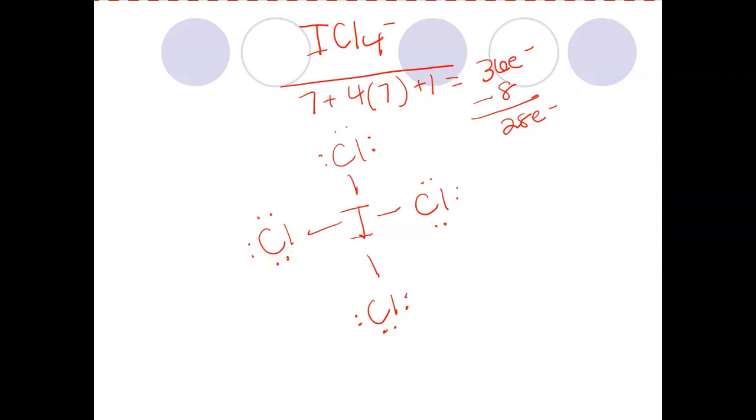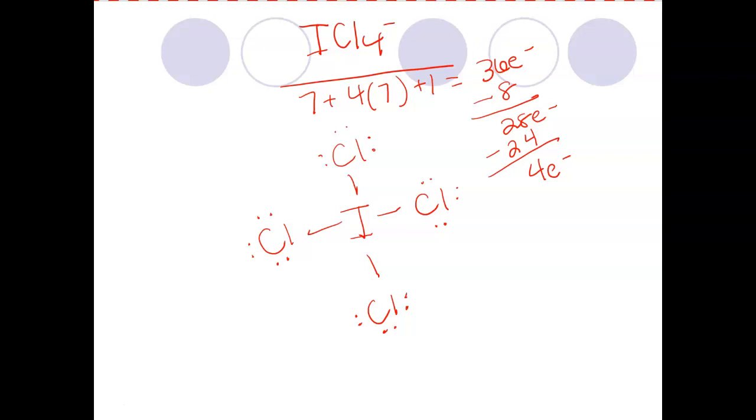2, 4, 6, 8, 12. Wait, nope, I didn't count that right. 2, 4, 6, 8, 10, 12, 14, 16, 18, 20, 22, 24. So I have 4 electrons left. So the outside atoms have their octet, and the central atom has its octet.